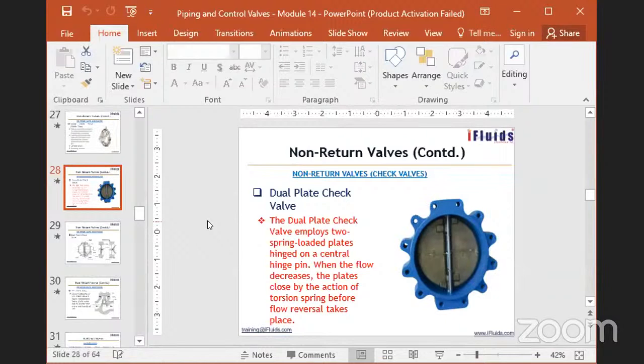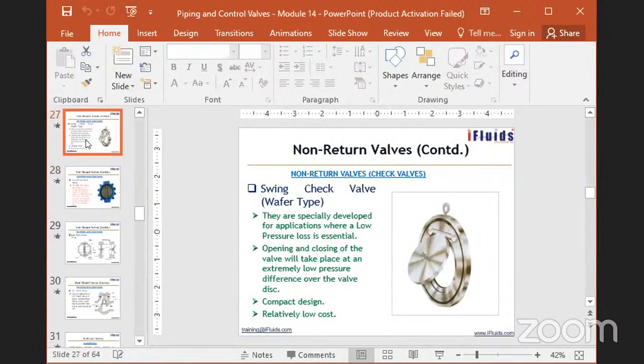All the check valves, you have to remember, are self-contained in operation. There is no outside human intervention to operate these valves. Depending upon the fluid flow and fluid pressure, these valves operate. If the pressure is more, they will push open and the flow will happen. When the pressure reduces, they will fall back.